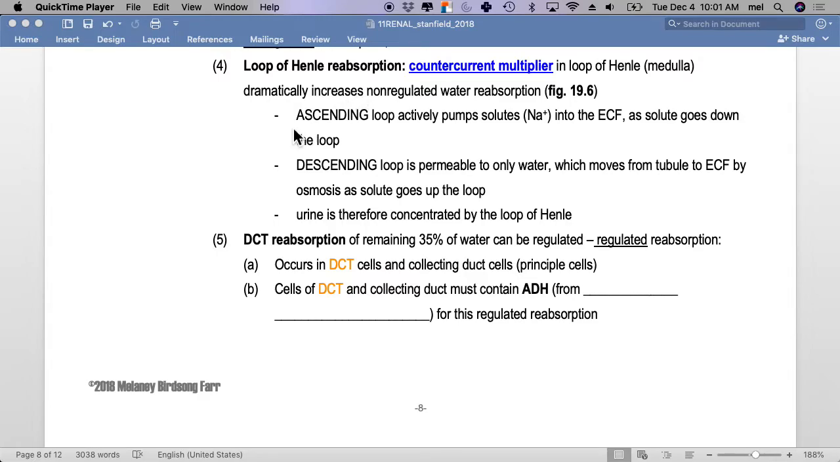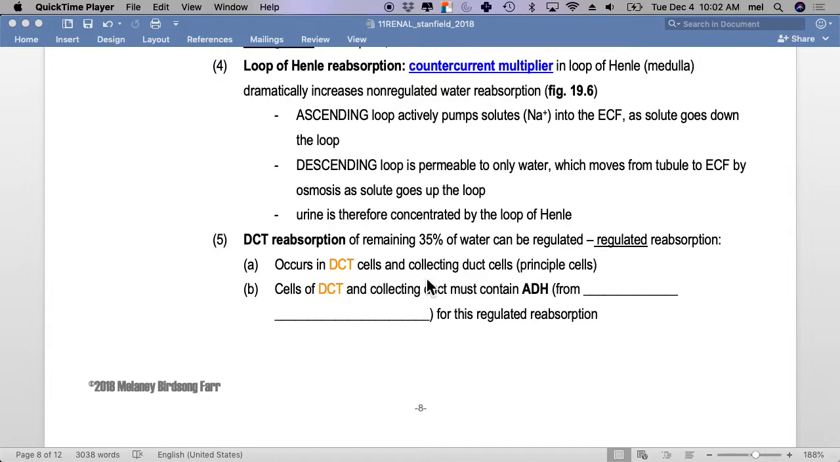It should say the ascending loop actively pumps solutes, sodium primarily, into the ECF, and then the descending loop is permeable to water. So will you look at page 8 of your urinary system notes and fix it right now if it needs to be fixed, and then realize that I probably won't nitpick you about it because it was incorrect in your notes. I'm not saying I'm not going to ask anything about this, but I probably won't ask you the difference between the ascending and the descending loop, right?